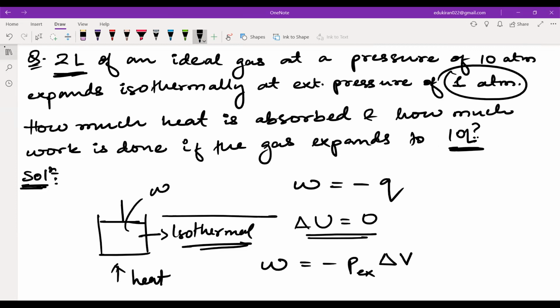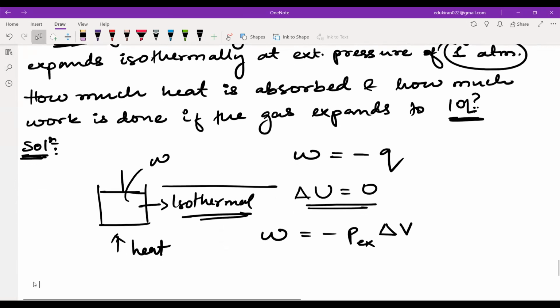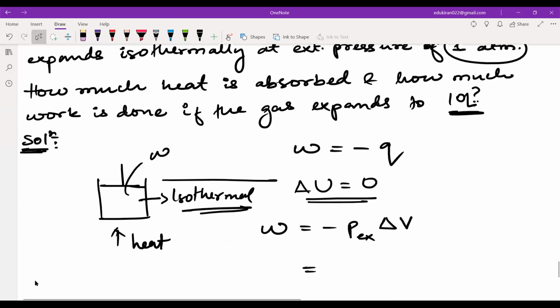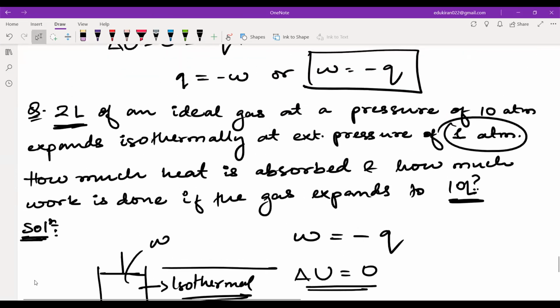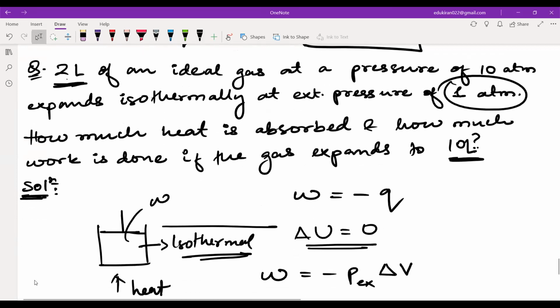Now tell me guys, what is the P external? Do we need to calculate the change in pressure? Change in pressure, what do you mean? There are two pressures, right? The first is 2 liters of ideal gas at a pressure of 10 atm. That means it is the internal pressure. There will always be two pressures.